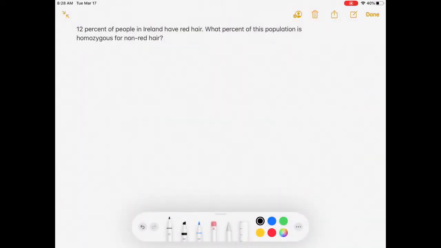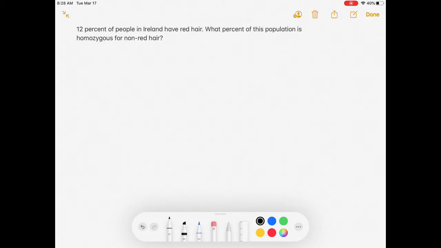All right, this is the problem that Mr. Anderson left on the first YouTube video you were supposed to watch, and he probably left some of you hanging and you were like, wait, I wanted to check my answer. So in this problem here, we have 12% of a population that has red hair, and it's asking what percent of this population is homozygous for non-red hair.